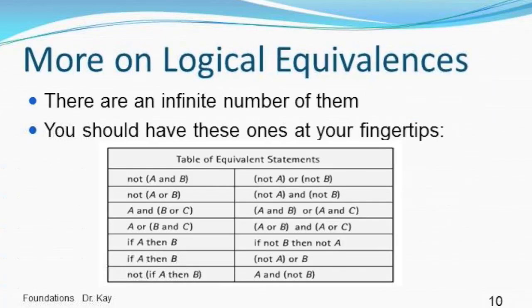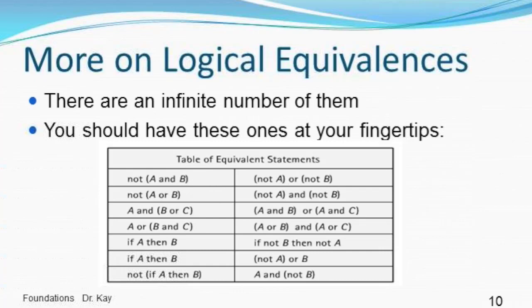And here's a bunch more logical equivalences. Of course, there's an infinite number of them. To prove one of these logical equivalences, you have a couple of choices. One choice is you could just do a truth table for the thing on the left and do a truth table for the thing on the right. And notice that both truth tables actually have the same result for each option of A and B, whether A is true or false and B is true or false.